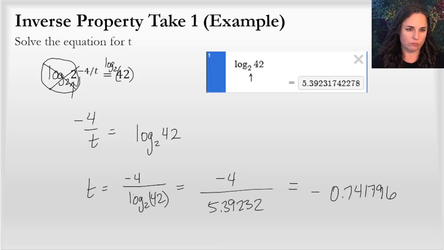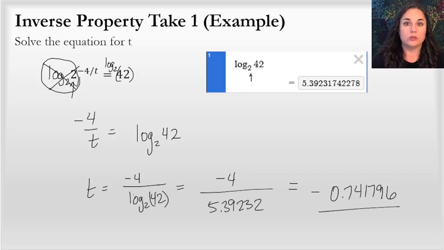I mean, you could round it to like 3 or 4 decimals here, but that's the answer. You get an answer. It's a number. Okay, so that's how you use that inverse property. Whatever base you see, you do log of that base on both sides, and then you can solve.